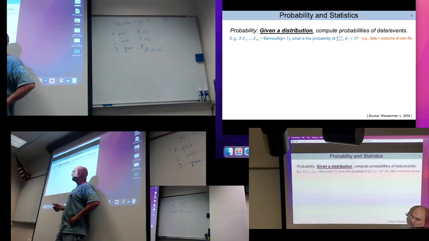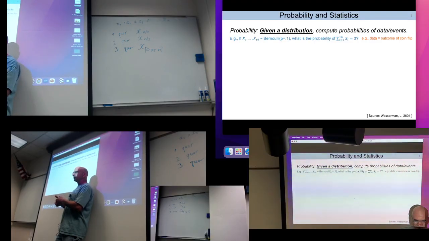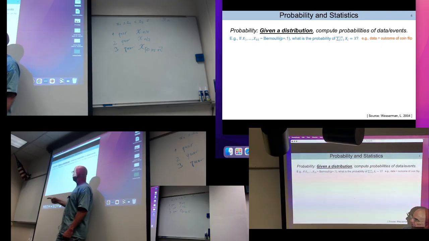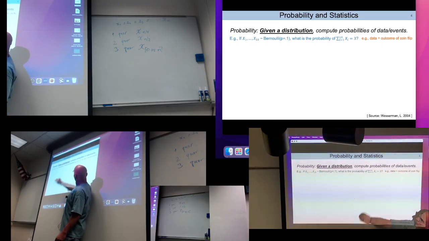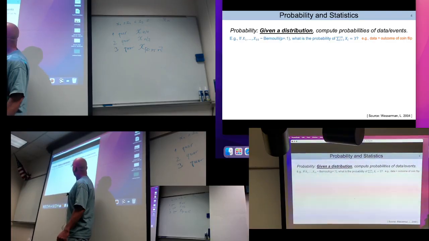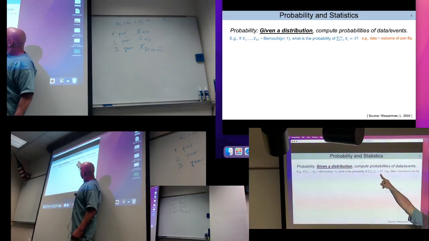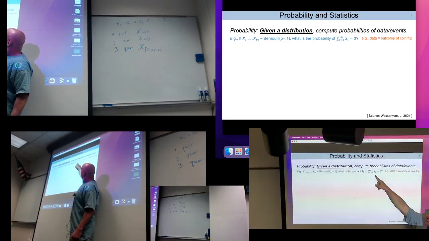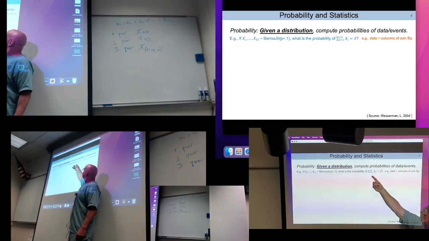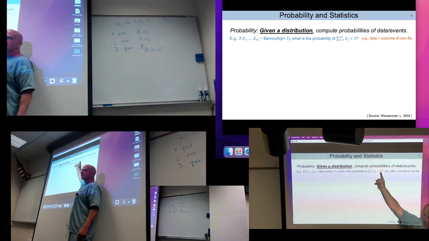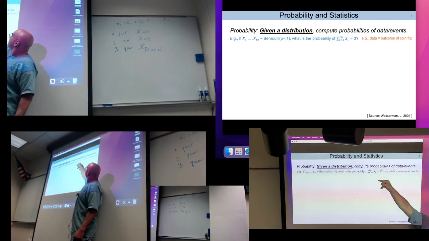toss the coin n times, and the result of the first toss has nothing to do with the results of the second, not affecting the results of the third, and so on. They are all independent. So, given these events, what is the probability that the sum of the ones is 3? That is, that I have heads exactly 3 times.